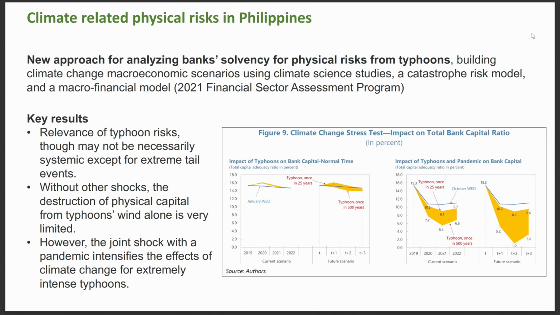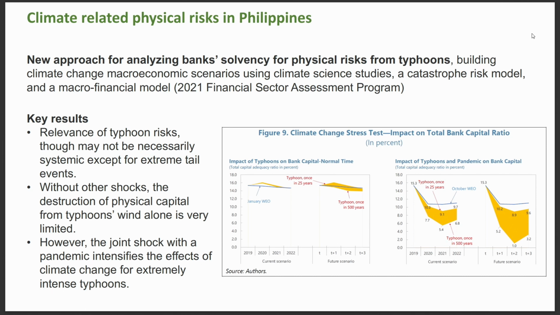And of course, Nicola, feel free to elaborate later on that one. But again, fundamentally, what was interesting is that without other shocks, as mentioned on this slide, the impact on typhoon winds is very limited. Now, when you combine this shock with other shocks like pandemics, the risk becomes more significant. Does it mean that we should ignore that? No, there may be many other reasons.